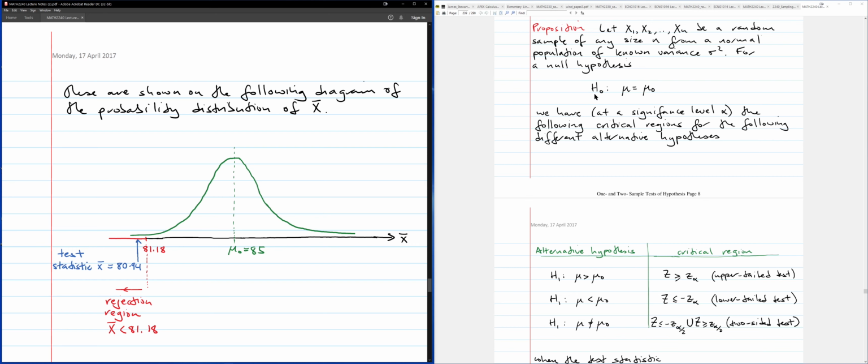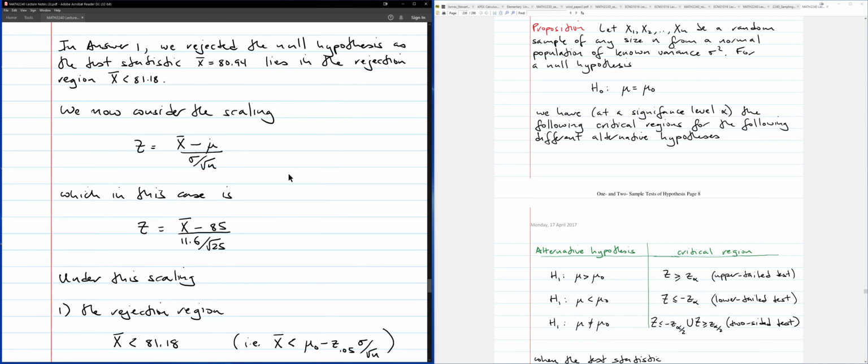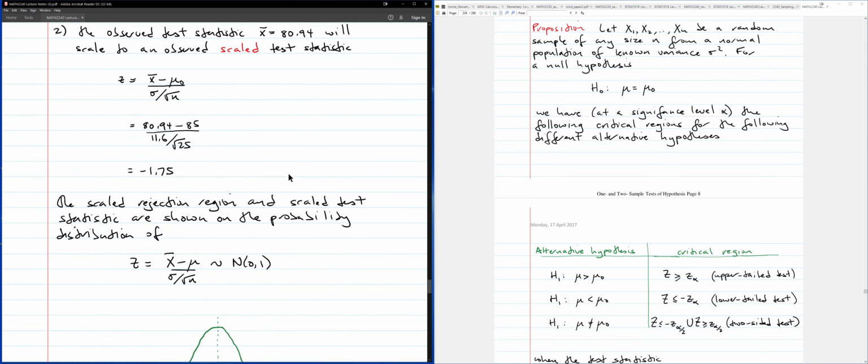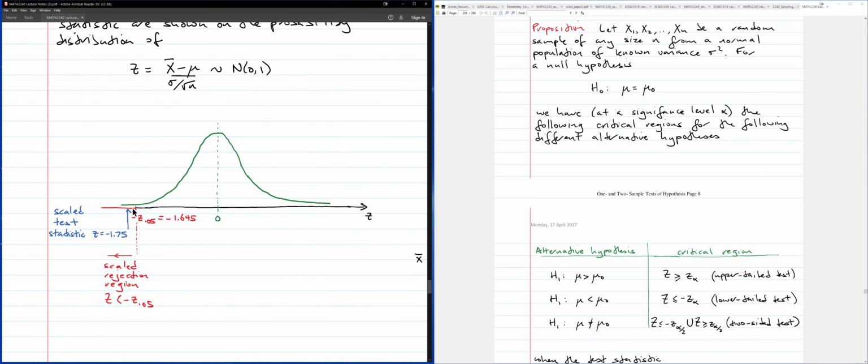Okay, now once I have my null hypothesis here, and I know that my population is a normal population with known variance, right? Then the rejection regions, right? An example of a rejection region is this red shaded interval over here.